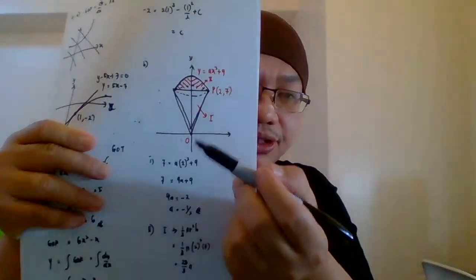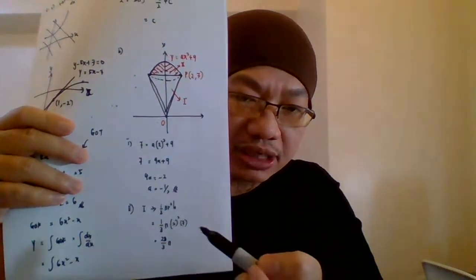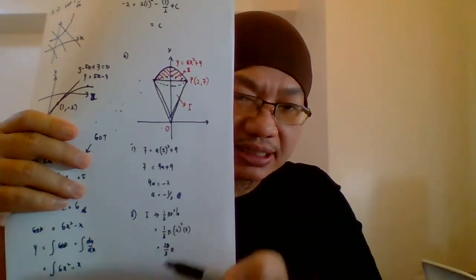Actually, the gambar salah. Gambar ni sepatutnya dia touch the origin. Okay. Dia kena touch origin. Okay, betulkan gambar balik. So 0 to 7 here. Okay, so the height is 7. So simplify, then you get this. That is the first region.